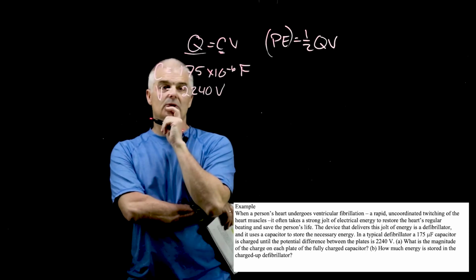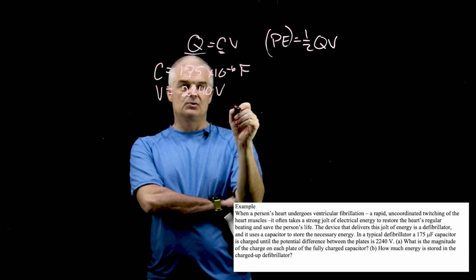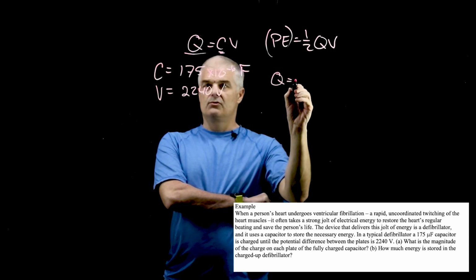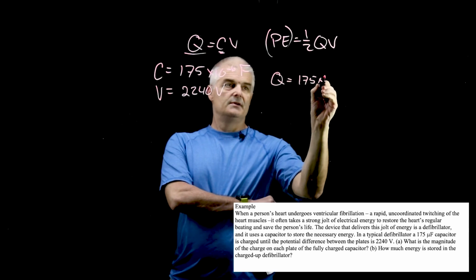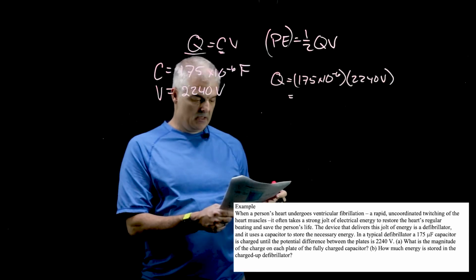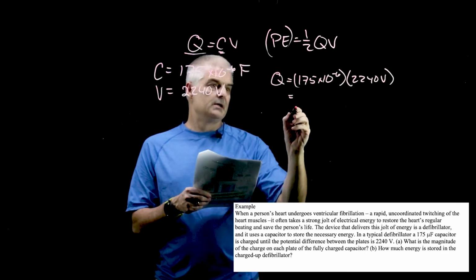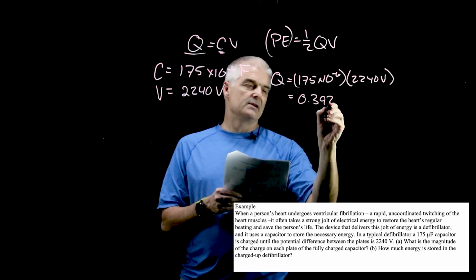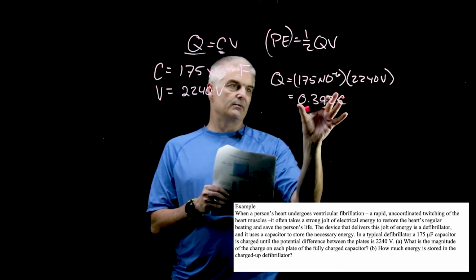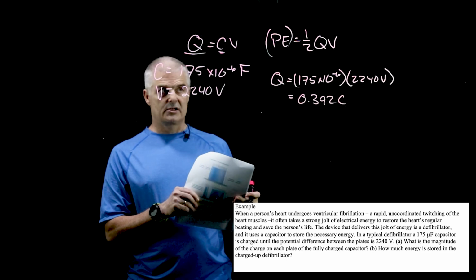So for Q, we're just going to multiply these two numbers together. So Q would be equal to 175 times 10 to the minus 6th times 2,240, and we get 0.392 coulombs when we multiply these two numbers together. Get your calculator out, trust me.